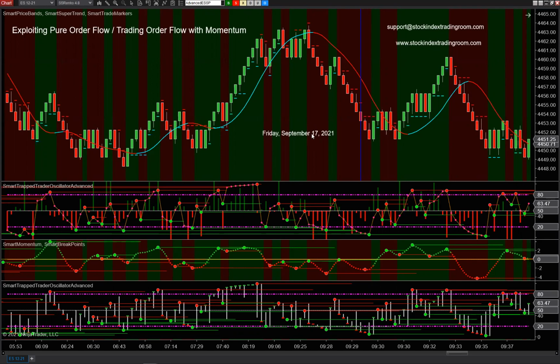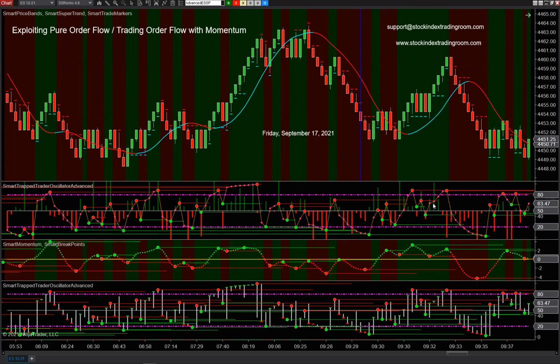Again, this is from Friday, September the 17th, 2021. Our blue vertical line is the market open. Now, our smart Renko bars, smart price band, trap trader oscillator advanced, which we have quite a few postings about. Smart momentum, which is the tool we're going to sort of combine with this. And then here's a new look for you. These are trap trader oscillator. We call these needle bars.